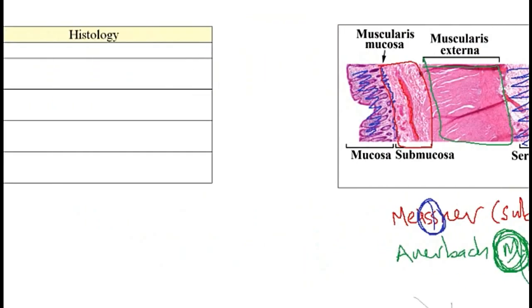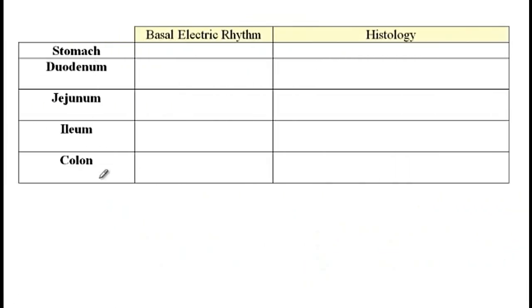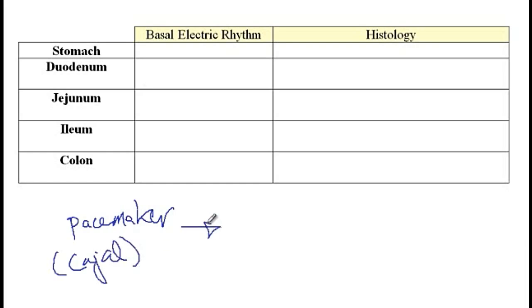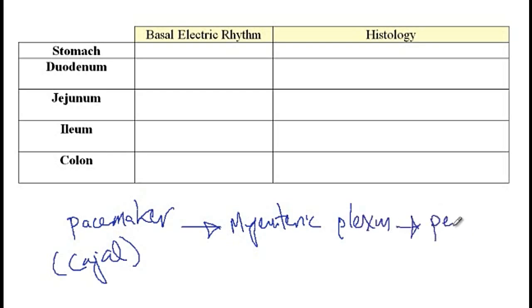Now let's go back to this table and fill it out together. So different segments of the GI tract have different rates of peristalsis. And so in other words, there are pacemaker cells, which are called interstitial cells of Cajal, which through gap junction send signal to the smooth muscles as well as the myenteric plexus to regulate peristalsis. And you will have to know that ileum has 8 to 9 waves per minute, duodenum has 12 waves per minute, and stomach has 3 waves per minute.